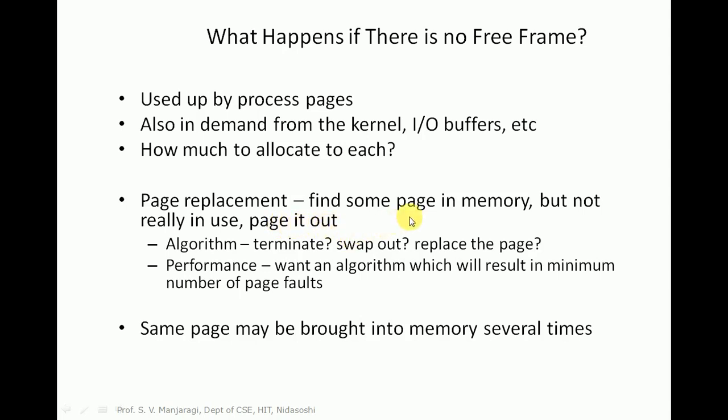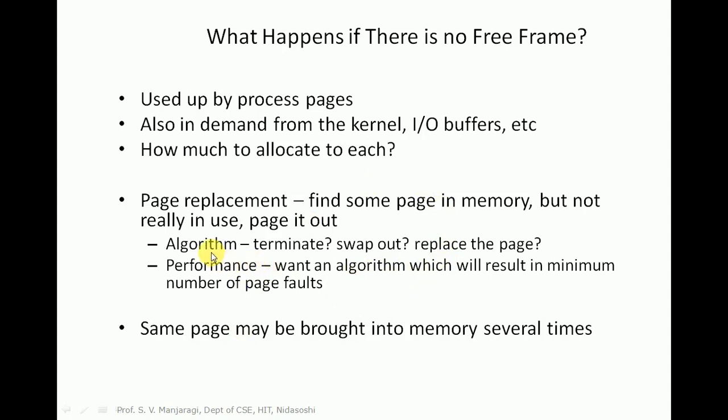That is, find some page in memory which is not really in use. There are some pages which are not currently in use. Such pages we can remove from the physical memory and put into the disk, or backing storage. That is called page out. So this is nothing but page replacement: find some page in memory which is not really in use and page it out. We bring that page to the disk from physical memory, a free frame will be created, and after that we can use it for further allocation.